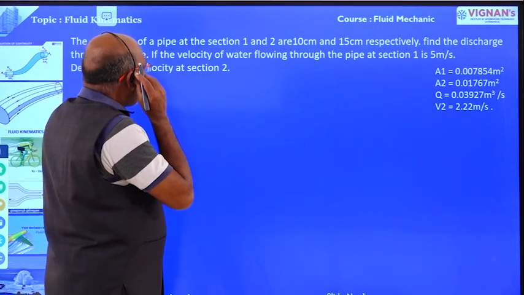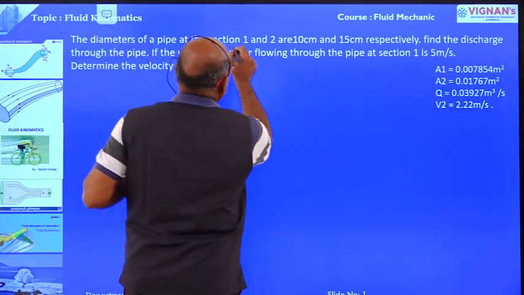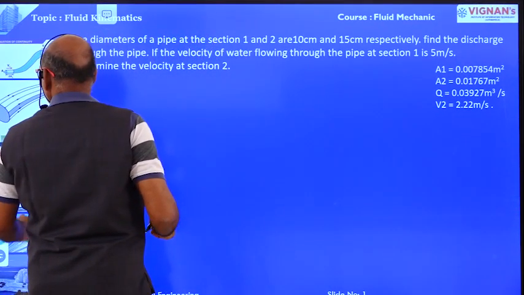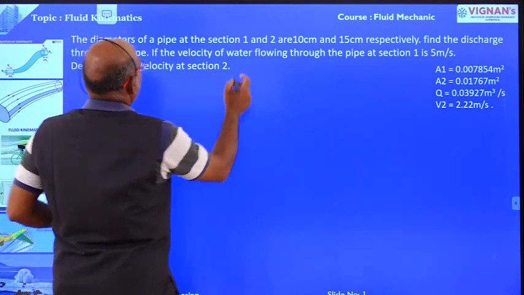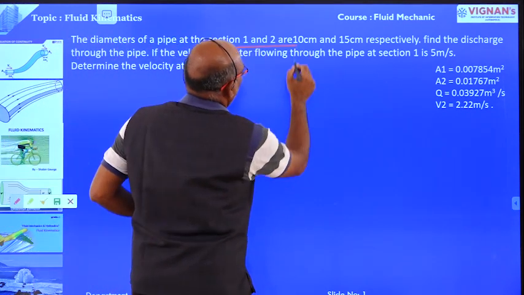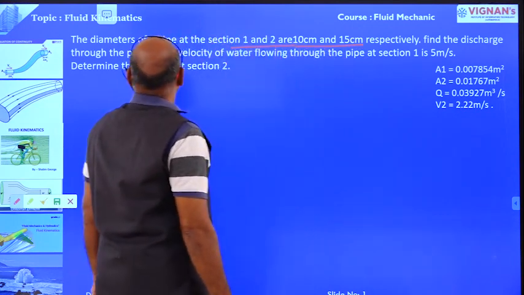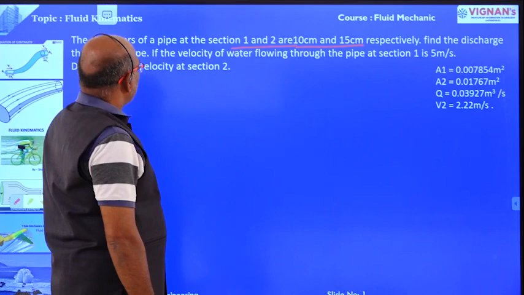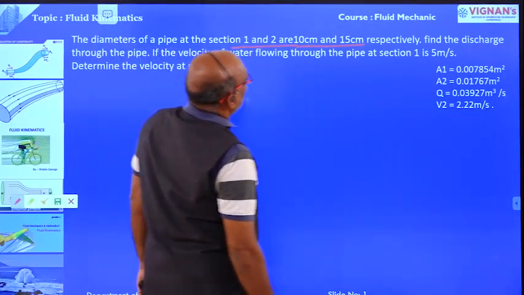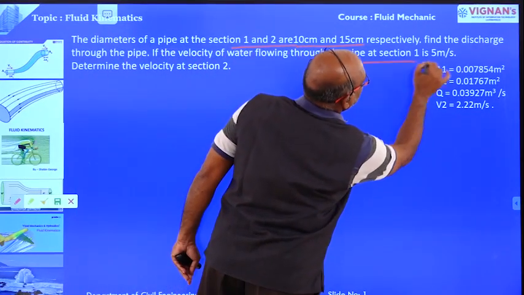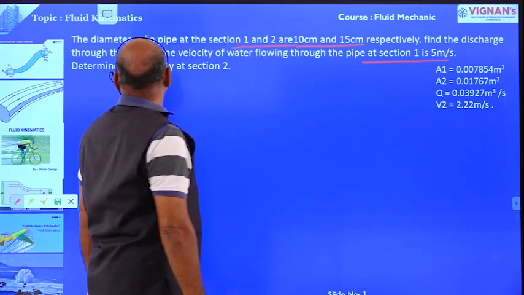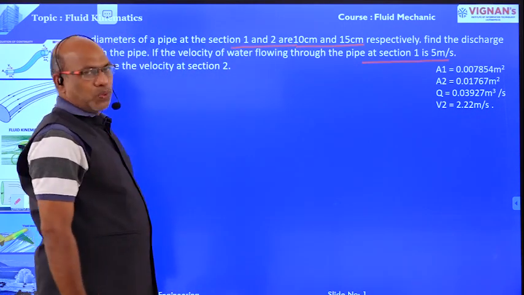the diameter of the pipe at section 1,1 and section 2,2 are 10 centimeters and 15 centimeters respectively. Find the discharge through the pipe. If the velocity of water flowing through the pipe at section 1 is given, that is 5 meters per second, determine the velocity at section 2,2.